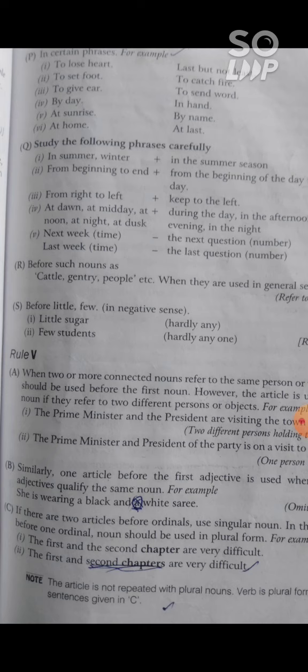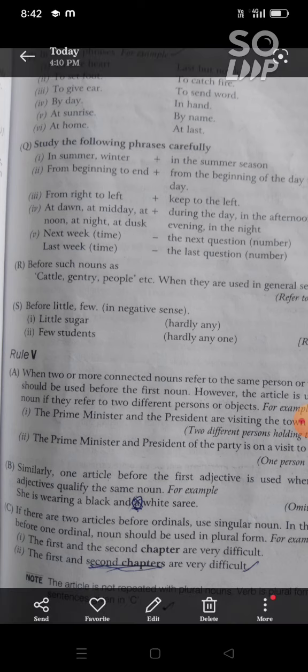At dawn, at midday, at noon, at night, at dusk, we never use any articles. But during the day, in the afternoon, in the evening, in the night, we use the articles. Next week, last week also, we never use any articles. But the next question and the last question, we use the articles here. So these are very important omissions of articles.